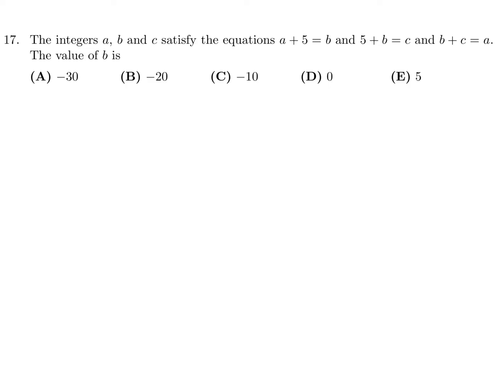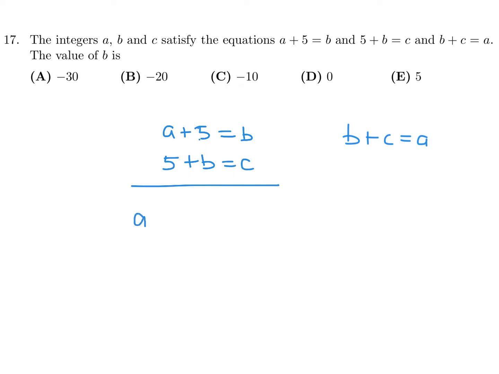The integers a, b, and c satisfy the equations a plus 5 is b, 5 plus b is c, and b plus c is a. The value of b is? a plus 5 is equal to b, 5 plus b is equal to c, and b plus c is equal to a. Okay, let's see what we can do. Let's add these. So we get a plus 10 plus b on this side, and this is b plus c. Well, b plus c we can put as a, and that means we have a plus 10 plus b.